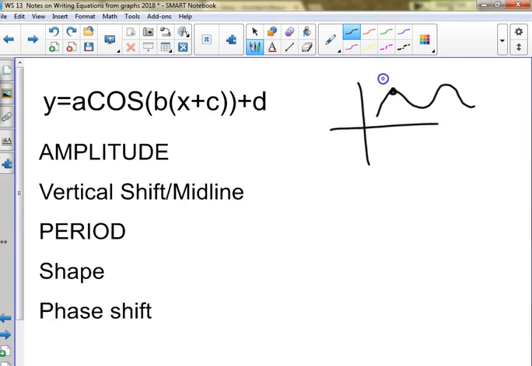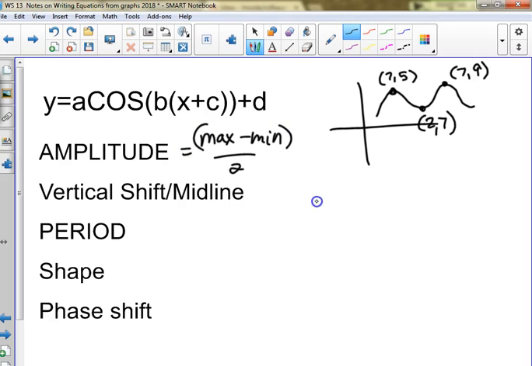If I know this point is 7, 5, this point is 7, 9, and this point is 2, 7. Okay. That's all I gave you, and it's sinusoidal. Describe for me how you find an amplitude. Yes. It's max minus min divided by 2.